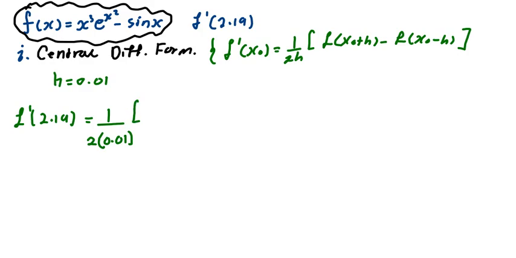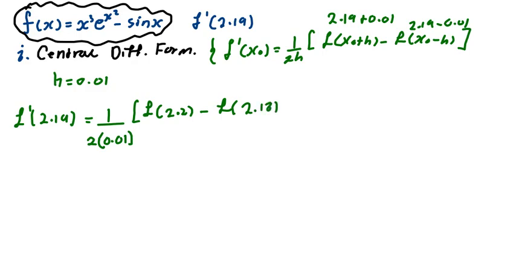So for this one here, it's more like you say 2.19 plus 0.01. Okay, so here this is just going to be f of 2.2 minus f of, here you say 2.19 minus 0.01, you end up with 2.18, like that. Okay, so just like we did again, we don't have a table of values, so what do we do? In the main function, just substitute. So here it will be f of 2.2.